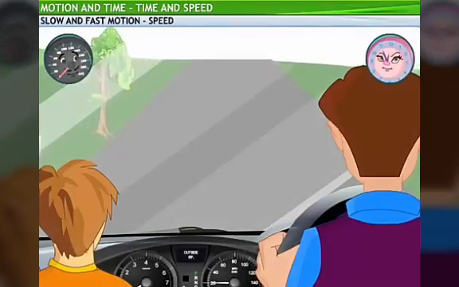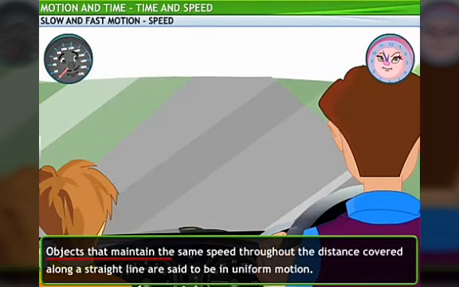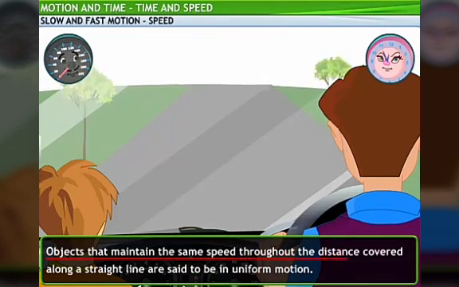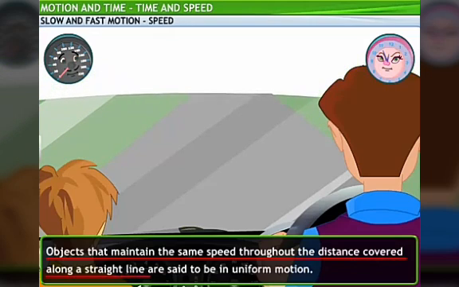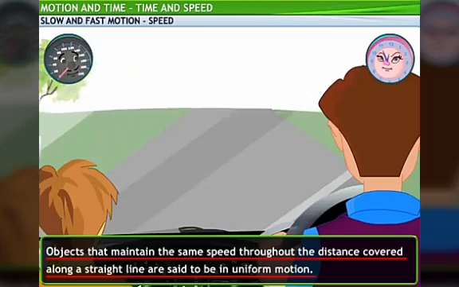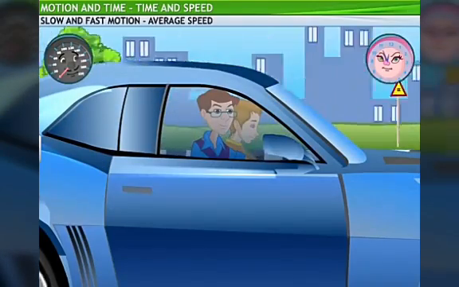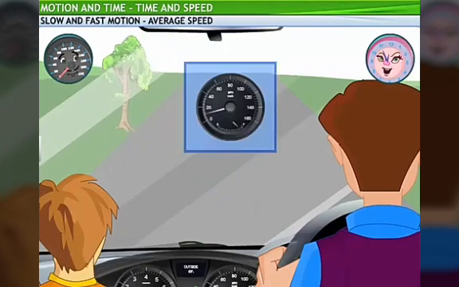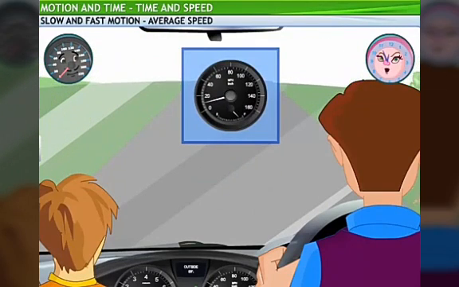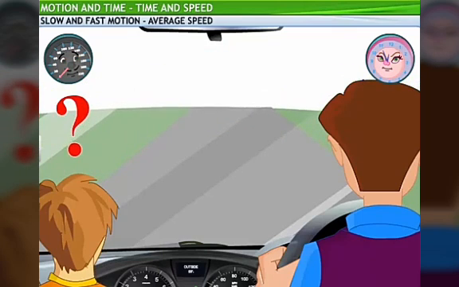So, by the same logic, objects that maintain the same speed throughout the distance covered along a straight line are in uniform motion, right? Yes, you got it. Right now, we're doing about 10 kilometers per hour. It will take us another 15 minutes to get home. How can you determine what speed we're at?